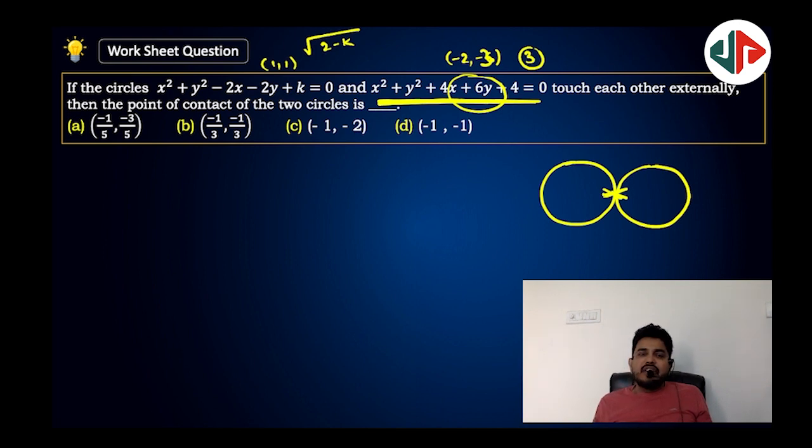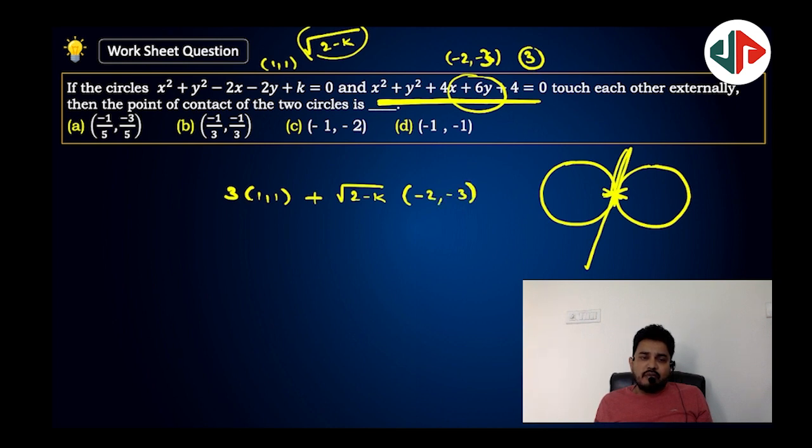Can I tell you one thing? You just go and verify which points lie on both the circles. Or you can find the radical axis. I need to find the k value. This is going to be very simple. 3 times of 1 comma 1 plus under root of 2 minus k into minus 2 comma minus 3, divided by 3 plus root over 2 minus k.